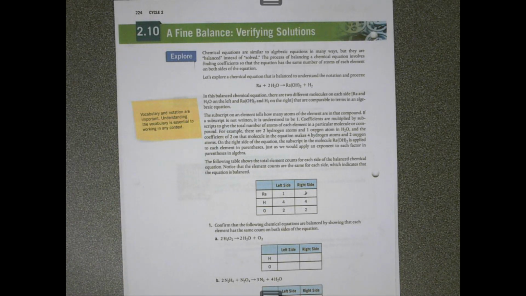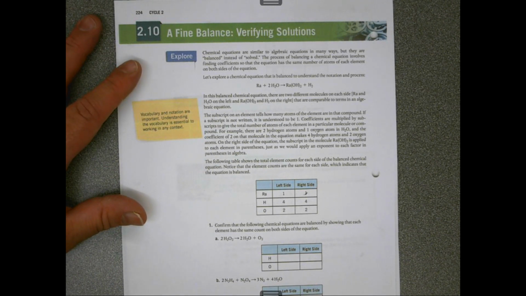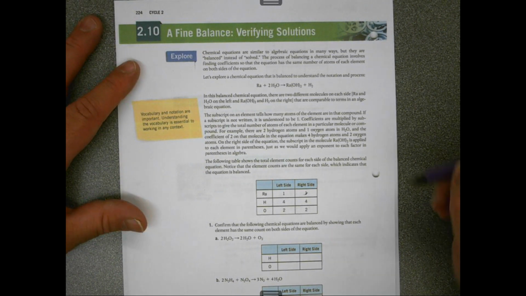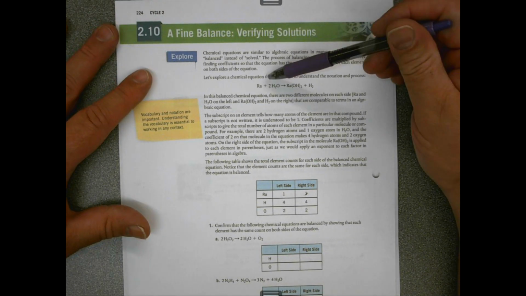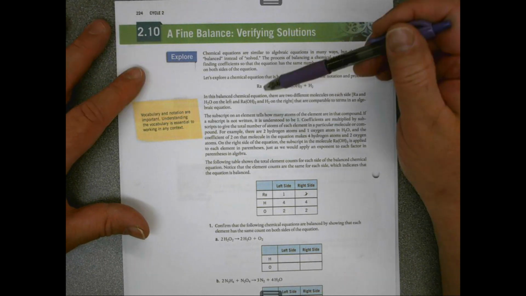Okay, section 2.10, verifying solutions. This can get a little tricky, so take it a little more slowly than the last section that we have. All right, so the first one is they want us to explore this chemical equation. It's not a mathematical equation because there's no equal sign.